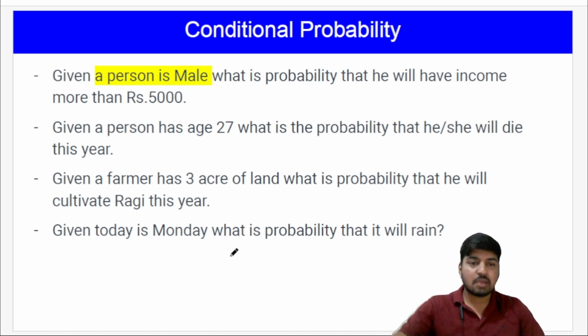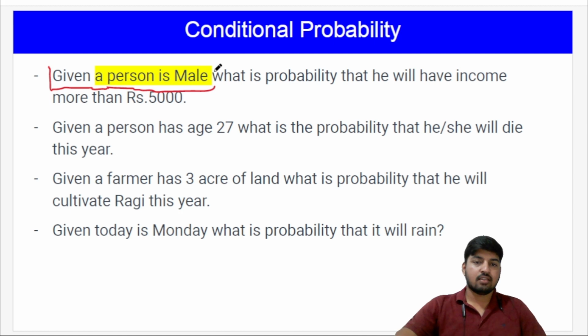male. So this is my first event. What is the probability of male? This much only I can ask, and this much we have seen in the last session. Here we are dealing with multiple events in today's session. So this is the first event. That's why I have highlighted with a yellow mark that a person is male.